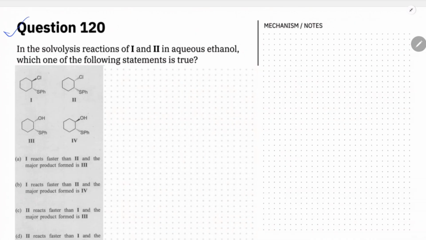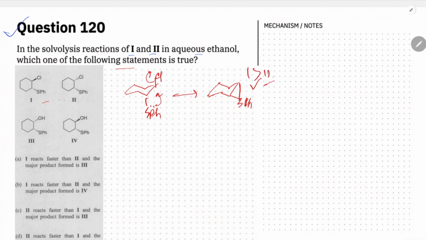In question number 120, in the solvolysis reactions 1 and 2 in aqueous ethanol, which of the following statements is or are true? So for the comparison between these two, let's draw it in the cyclohexyl form, with this chlorine up and this SPh down. In the solvolysis reaction, this sulfur will attack in this position, that is by NGP, giving sulfur and SPh. So the reactivity of 1 is higher than 2 because in the second scenario NGP is not possible.